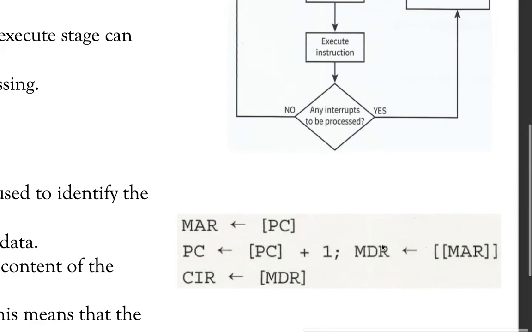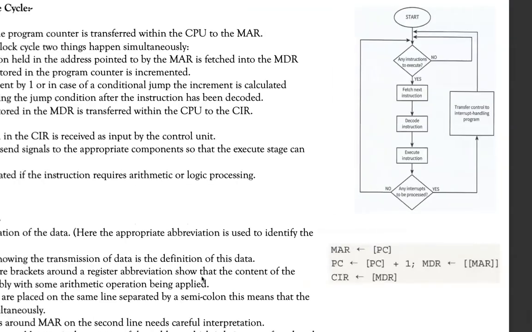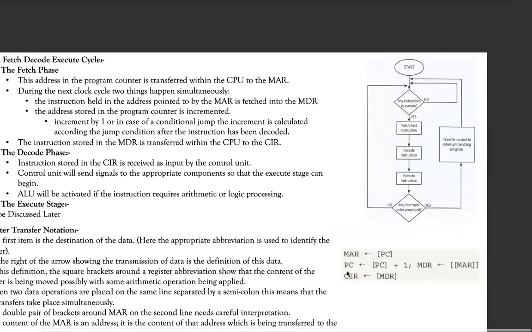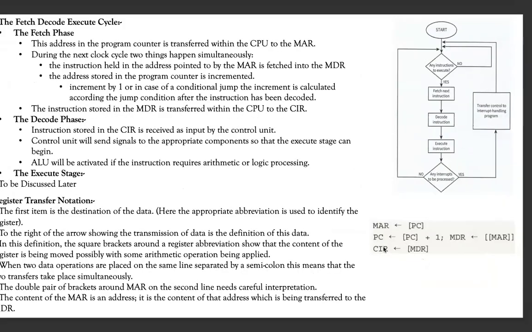Now, these two tasks, the data from the address going into the MDR and the PC being incremented, happen at the same time. Afterwards, when these two tasks are handled, the next thing is the contents of MDR are forwarded to the current instruction register. And this is basically your entire fetch phase, that the contents of MDR end up at the CIR. After the CIR has the instruction, this marks the end of the fetch phase.